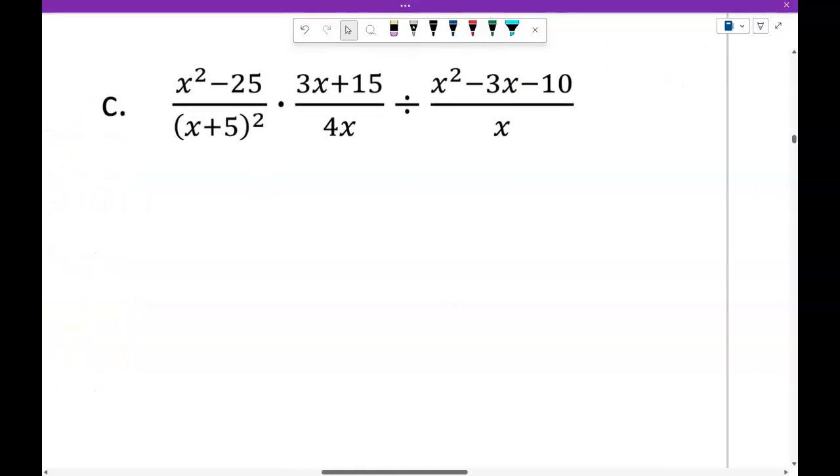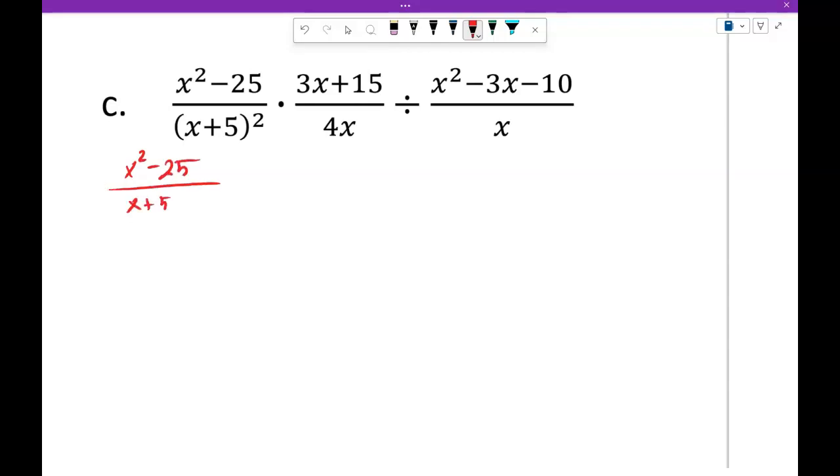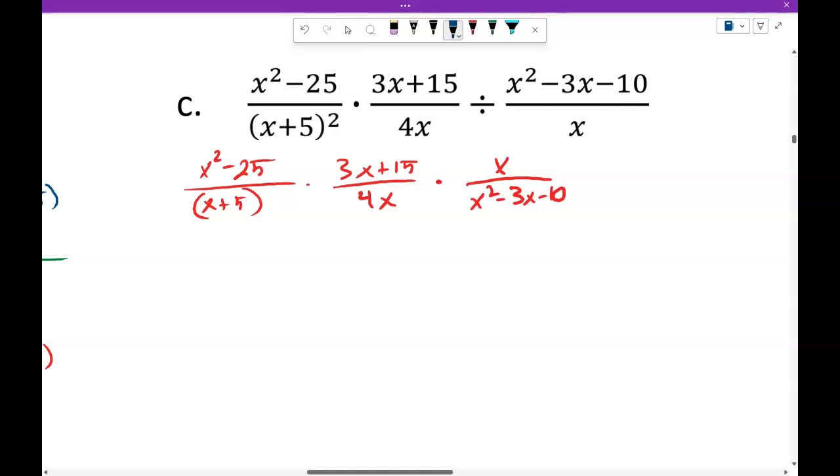Here we have multiplication and division. So we'll go ahead and rewrite the division portion as multiplication of the reciprocal. That way we don't forget later. So the first two fractions remain the same, but we'll go ahead and flip the second and rewrite as multiplication. Then we can go through and factor.